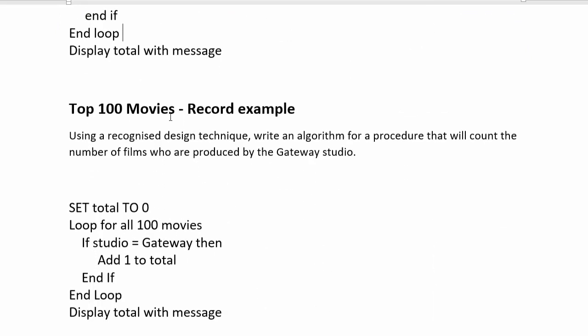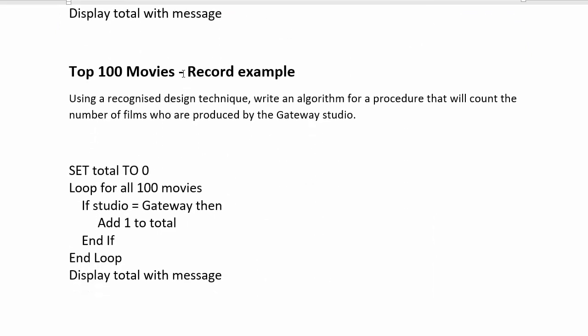If it just so happened to be one to do with records, then this scenario is essentially count all the number of films that are produced by Gateway Studio. Again, the wee scenarios in the first video I did, and there was 100 movies. So again, set total to 0, look for all 100 movies because I know the number of movies, and if studio equals gateway, then add 1 to total, end the statement, end the loop, and then display the total. Okay, so it is fairly forgiving how you do it.